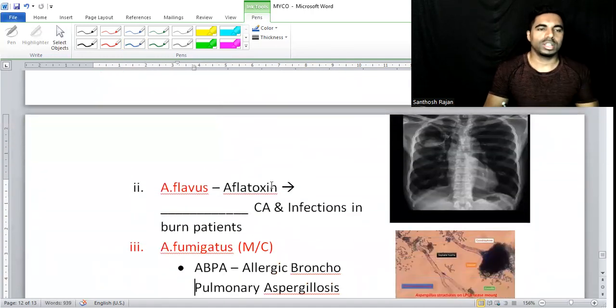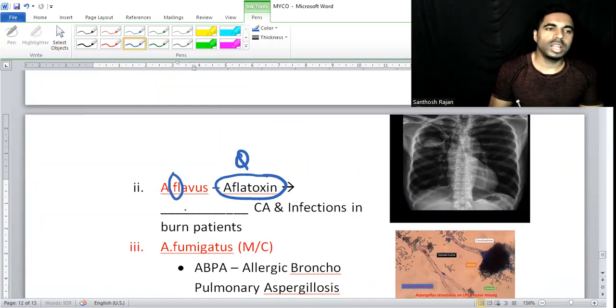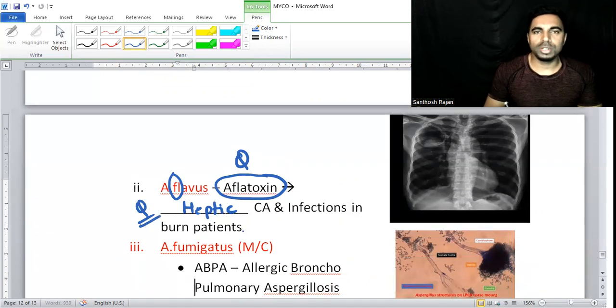Next is Aspergillus flavus. Flavus usually produces the toxin aflatoxin. Aflatoxin is a common question. Aflatoxin, flavus. Aflatoxin causes what? Hepatocellular or liver carcinoma. It's very common. It also causes infection in burn patients, but most commonly, remember, it's the carcinoma.